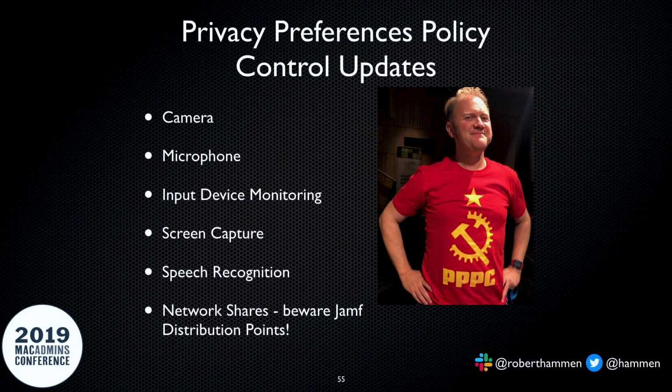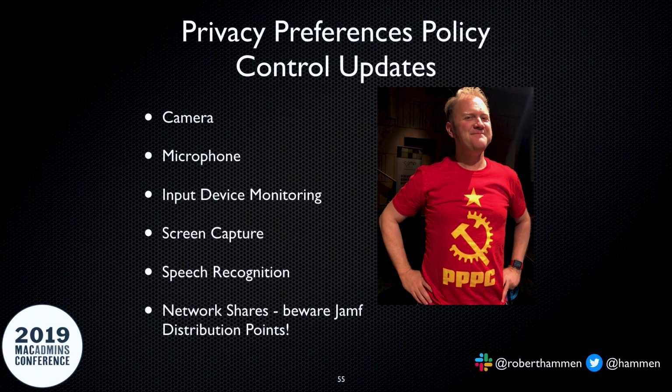You will also see prompts for things like access to the camera. So there's a lot of the Zoom vulnerability that's been a big topic of discussion this week. It should be mitigated. Access to the microphone, input device monitoring, i.e. keyboard logging, screen capture, speech recognition, and this is a big one right here, network shares. Now again, if I mount a network share and I double-click an Excel document in the network share, I'm not going to see a prompt.